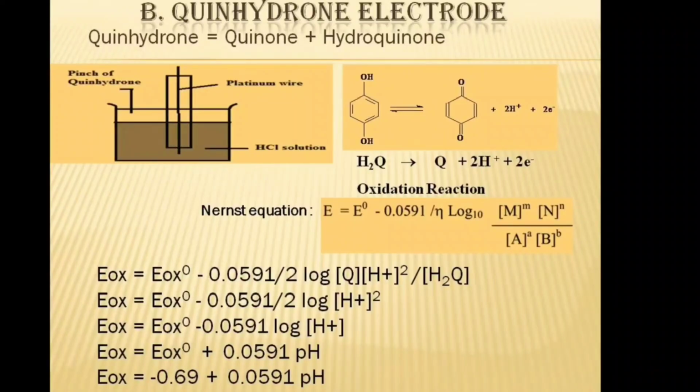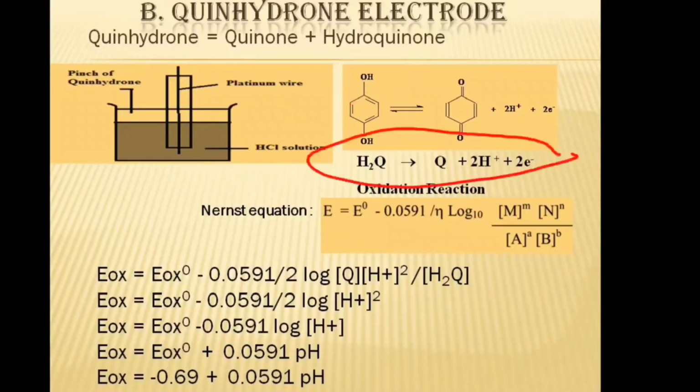In a jar, a platinum wire is inserted and a pinch of quinhydrone is added. Then it constitutes a quinhydrone electrode. Quinhydrone is nothing but an equimolecular mixture of quinone and hydroquinone. As you know, this is hydroquinone and this one is quinone. Now here the oxidation reaction takes place like this.